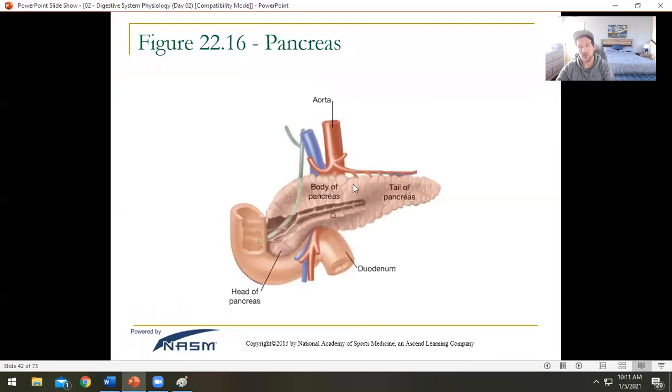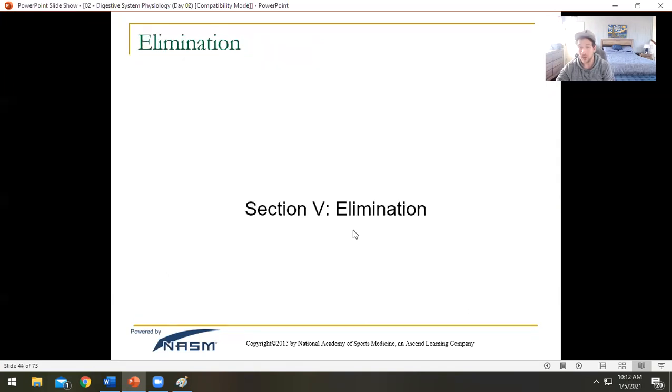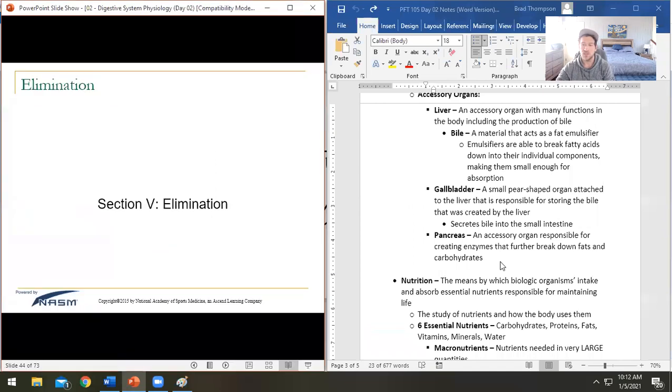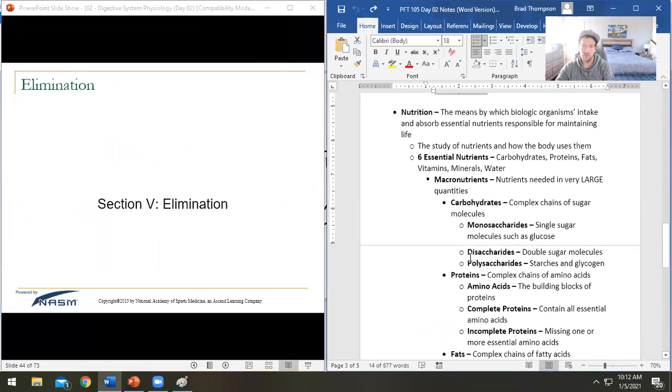And then you've got your pancreas, right? Your pancreas is also sitting there. Like I said, it shares the same duct. You can see it right there. And it creates these things called pancreatic lipase and pancreatic amylase. Again, this is going to further break down carbohydrates. It's going to further break down a little bit of fats. And so those are little accessory organs responsible for creating enzymes that further break stuff down.